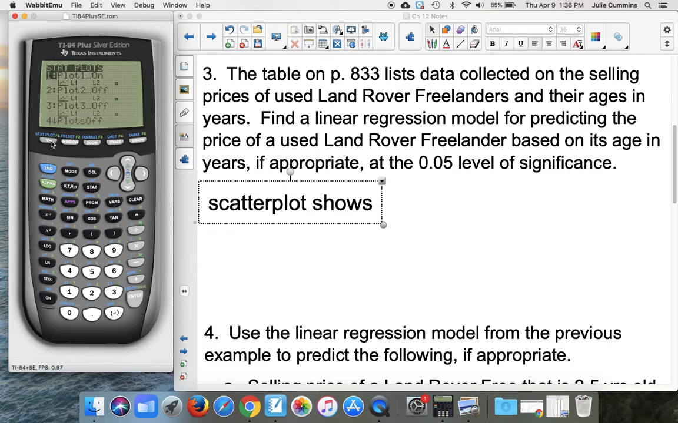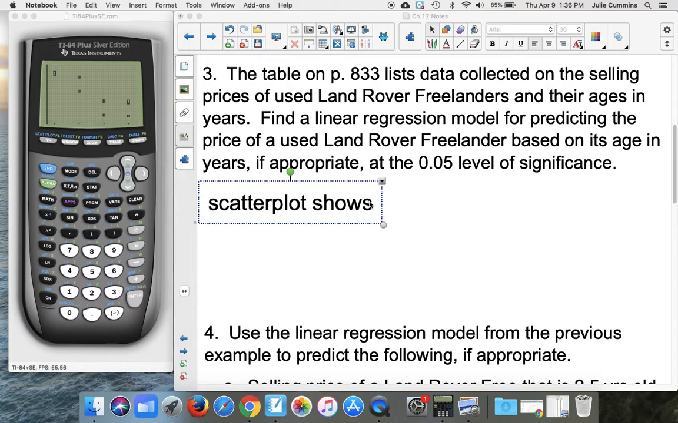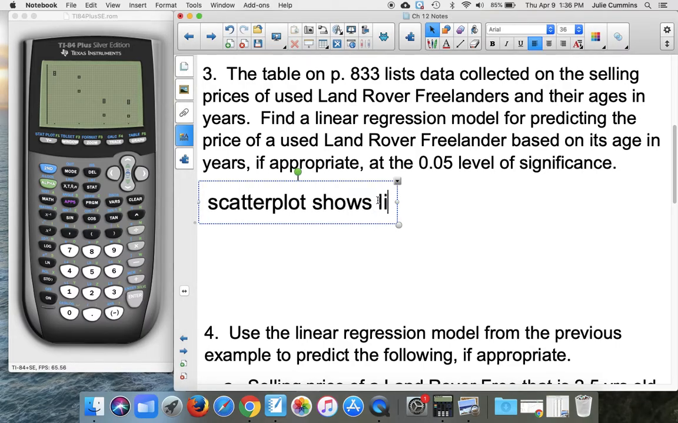And then we're going to go to stat plot. Your plot may already be on from a previous problem, but if it's not, turn it on and make sure it's on scatter plot and your data is in L1 and L2. You do want to go to zoom stat again because you want it to zoom in on this data, not the one you did last time. And there it is. So the scatter plot shows, I would say, a linear relationship. Okay, because it does look like there's a negative relationship, which we would expect. The older the car is, the less it would be worth.